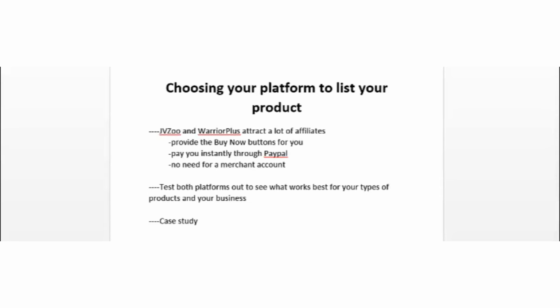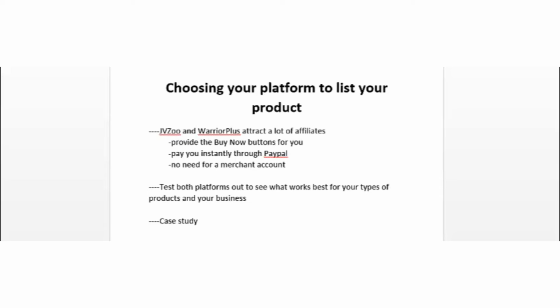Now that you've created your products and set up your funnel, you're all ready to go and start selling. But one thing I recommend you do is to list your products on a platform or a network that will handle paying out the affiliate commissions for you and that will help you in getting affiliates. The top platforms or networks out there are JVZoo, Warrior Plus, and ClickBank.